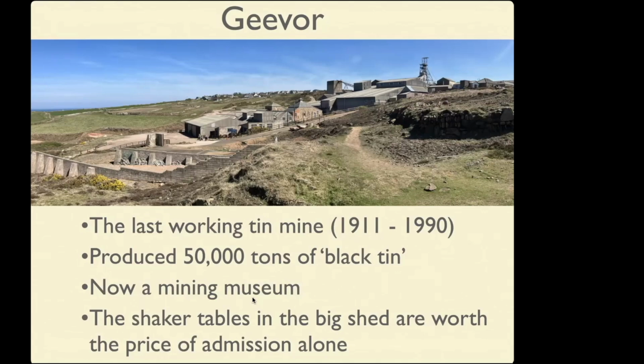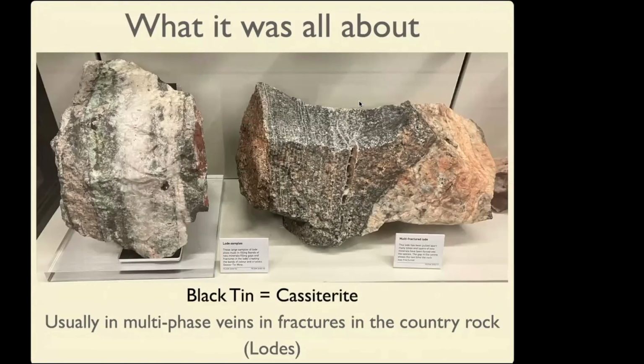But this big shed here is extraordinary, because when you get cassiterite, what does cassiterite look like? That's what cassiterite looks like. So this is the stuff you physically bring up to the surface. But clearly it's got a lot of other junk in with it: rock, granite, you know, stuff you don't want.